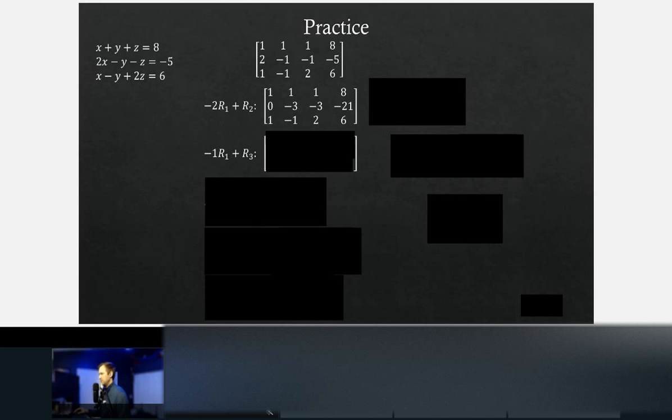Which rows don't change? Yeah, 1 and 2. So, again, I like to just write those rows down to show that we don't change them. So, go ahead and find the elements in the third row. Just let me know when you are done with that.